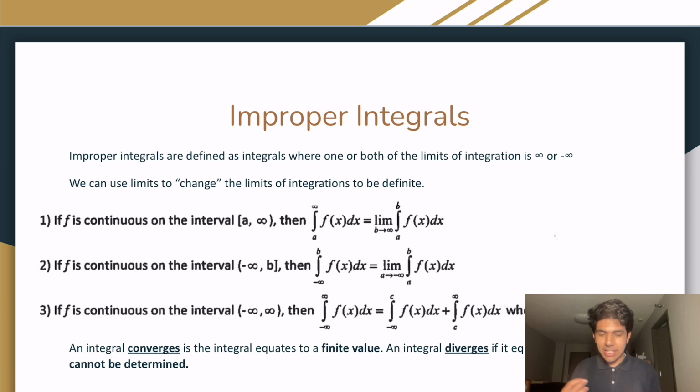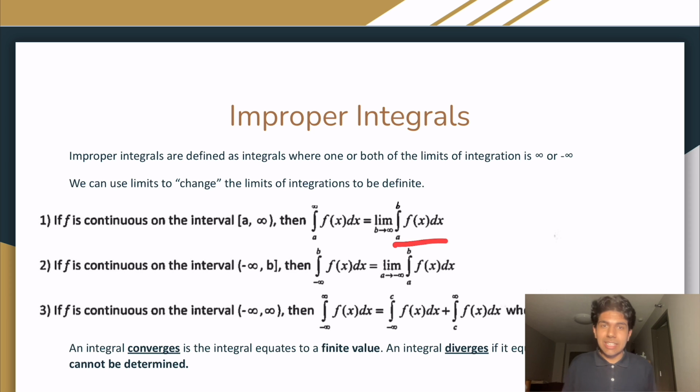So the idea is that if we have a function that's continuous on the interval a to infinity, then the integral from a to infinity of f of x dx is going to be equal to the limit as b approaches infinity of the integral from a to b of f of x dx. So all we did was we took out that infinity sign, replaced it with a different variable, let's call it b for now, and then took the limit as b approaches infinity of that integral. That's all we're doing here.